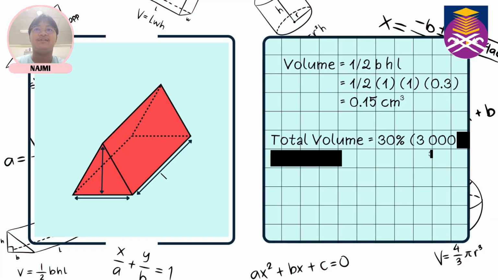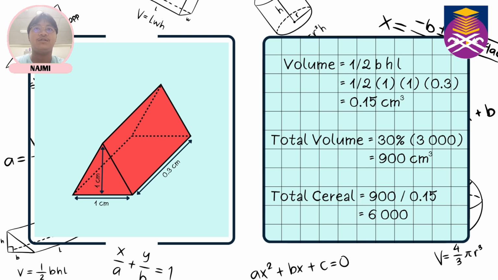Moving on, for the prism shape of the cereal, we can use the formula base area times height, which is 1/2 times base times height squared. The base and the height of the prism will be 1 cm, while the length is 0.3 cm. So, the total volume we get after using the formula is 0.15 cm³. If we use 20% of the box volume, we can get a total of 4,000 pieces of prism-shaped cereal.